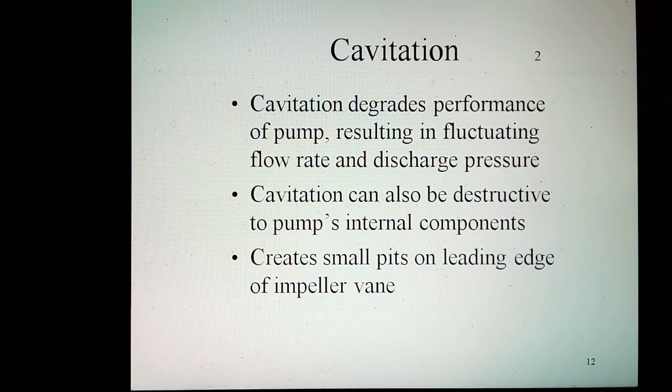Cavitation can also be destructive to pumps' internal components. When a pump cavitates, vapor bubbles form in the low-pressure region directly behind the rotating impeller vanes. These vapor bubbles then move towards the oncoming impeller vane, where they collapse and cause a physical shock to the leading edge of the impeller vane. This physical shock creates small pits on the leading edge of the impeller vane. Each individual pit is microscopic in size, but the cumulative effect of millions of these pits formed over a period of hours or days can literally destroy a pump impeller.